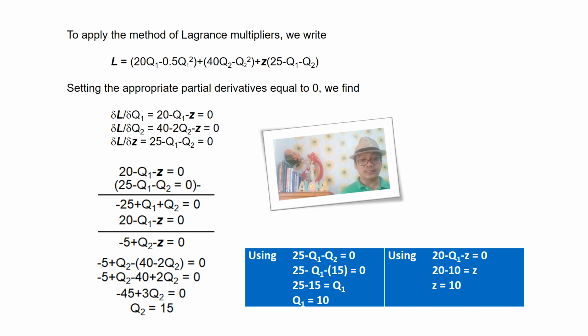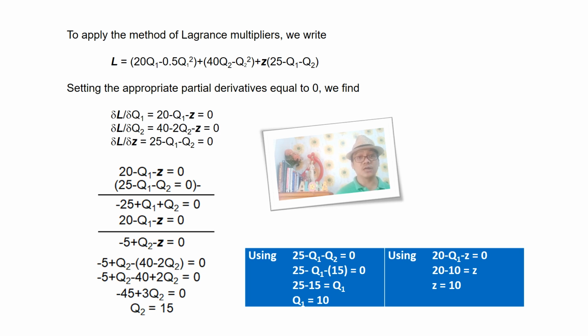Finding the values that satisfy these three equations simultaneously, we calculate q1, q2, and z. Now, we have values that satisfy the three equations simultaneously. That is, q1 equals 10, q2 equals 15, and z equals 10. The values for q1 and q2 confirm the original solution.